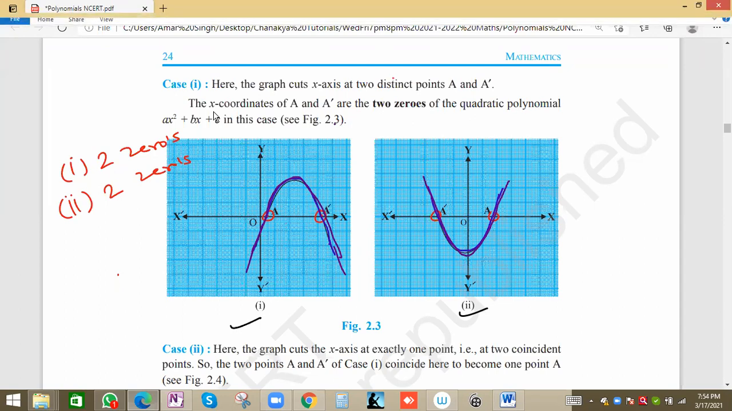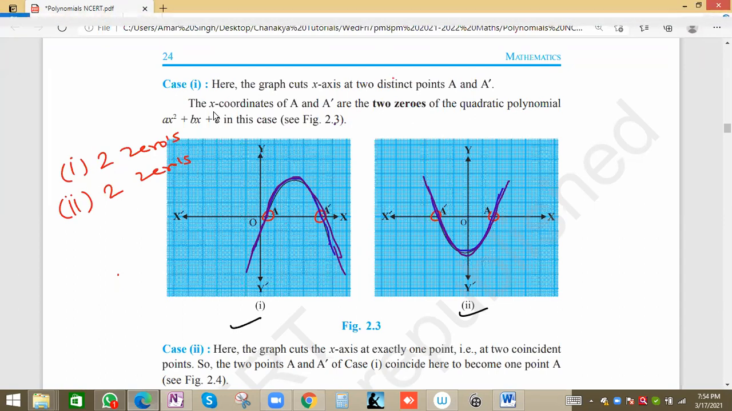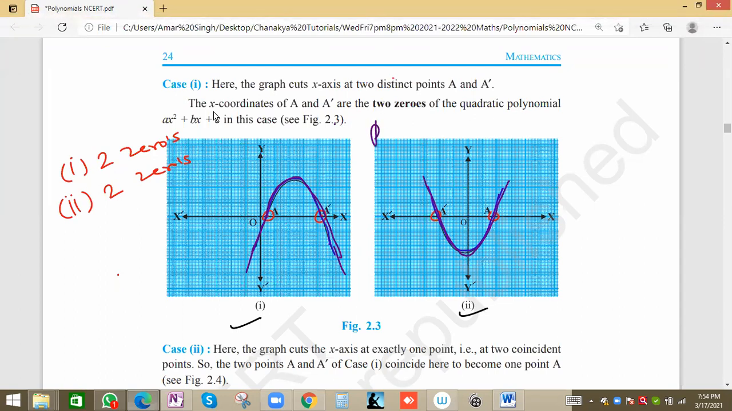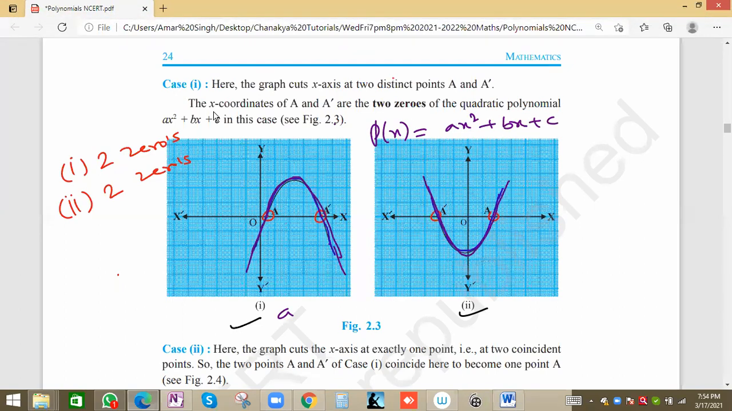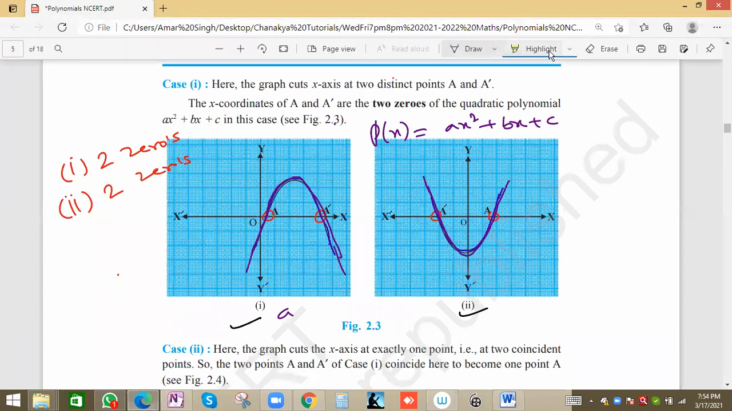If we take both of them, then we can say parabolas, one by one. If we take one, then it's a parabola. So the equation of p(x) will be a polynomial in terms of x: ax square plus bx plus c. So what is the value of a for this one? We can conclude the value of a will be less than 0, greater than 0, or equal to 0. What will be the value of a? Greater than 0 for this one.